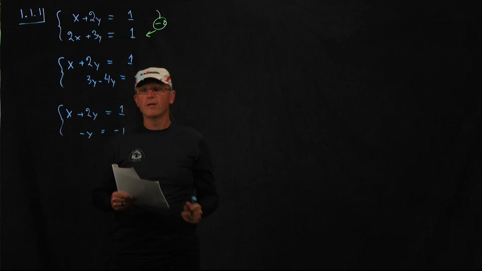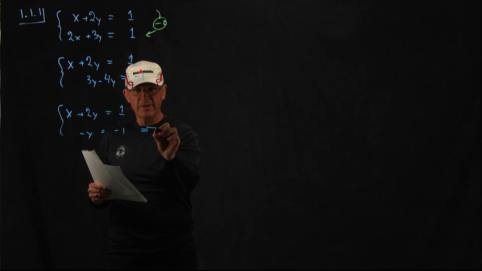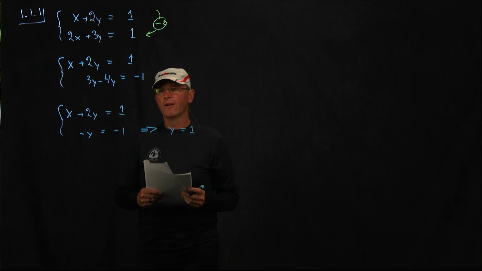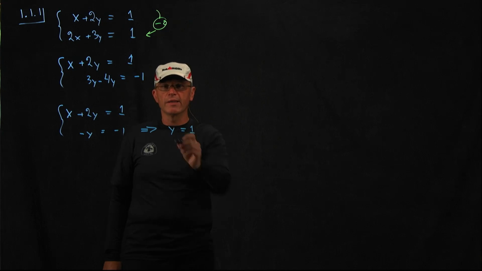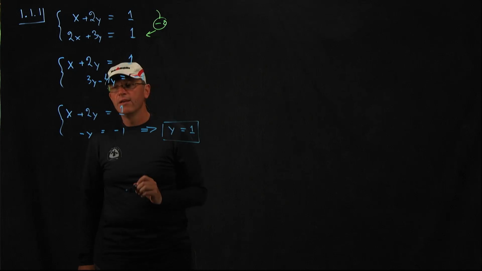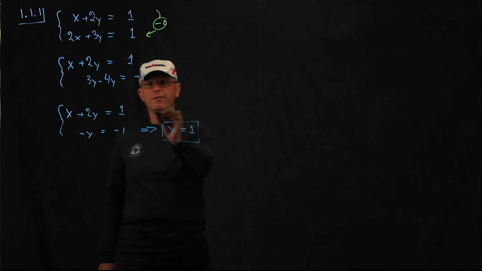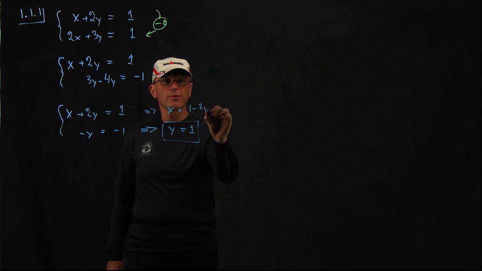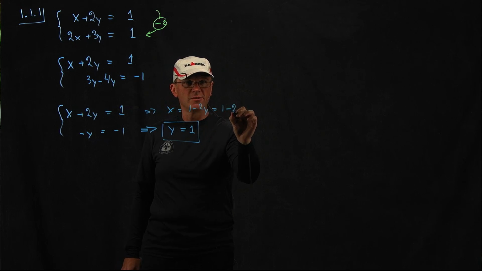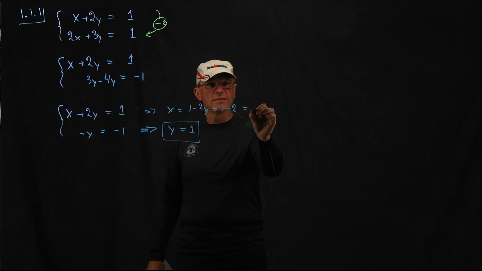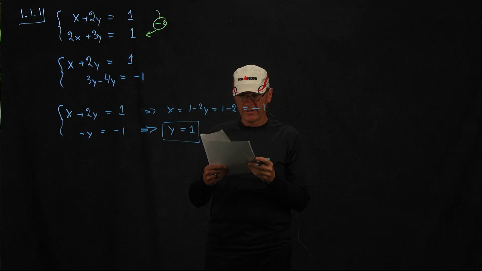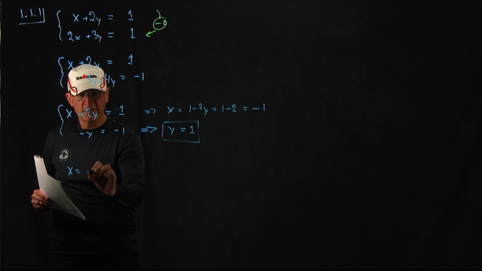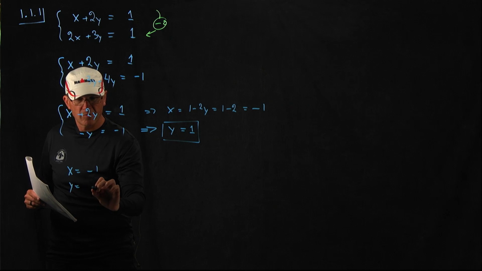All right, so of course we can then solve for y. So y is 1. And then we can plug that value for y into the first equation. So this says that x is 1 minus 2y, which is 1 minus 2, which is negative 1. So our answer is x is negative 1, and y is 1.